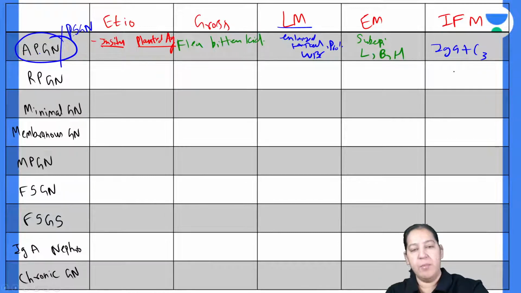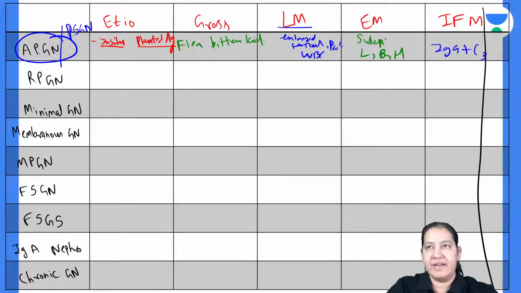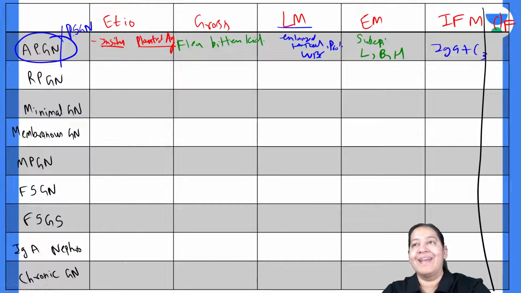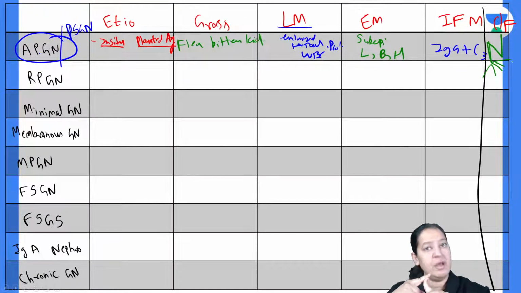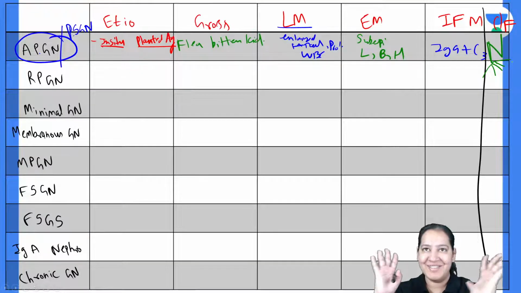After that, you have one more column. The name of the one more column here, I asked you to write the clinical features. In clinical features, write down clearly it is nephritic syndrome, not nephrotic. And you know the 5 clinical features of nephritic syndrome, that is hematuria, blood in urine, proteinuria, protein in urine, hypertension, oliguria and edema. That's it. Have you got it?